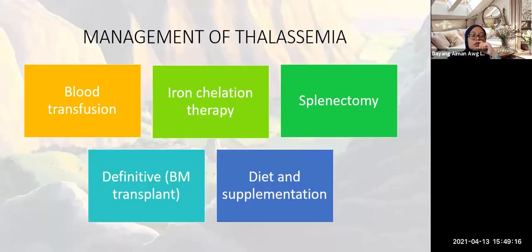Next is for the management of thalassemia. So it includes the blood transfusion, especially for those with transfusion dependent thalassemia. Iron chelation therapy because they have a risk of receiving iron overload. Splenectomy when they have presentation of splenomegaly, and then definitive treatment will be bone marrow transplant, but it depends on the patient condition as well. And then diet as well as supplementation to maintain the patient condition.